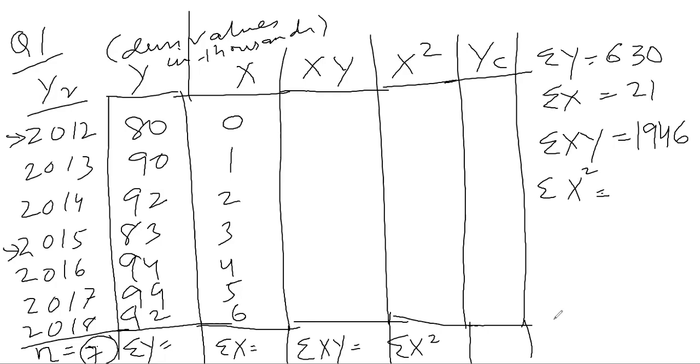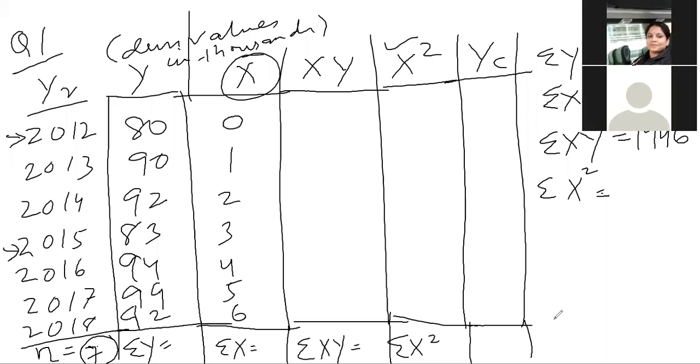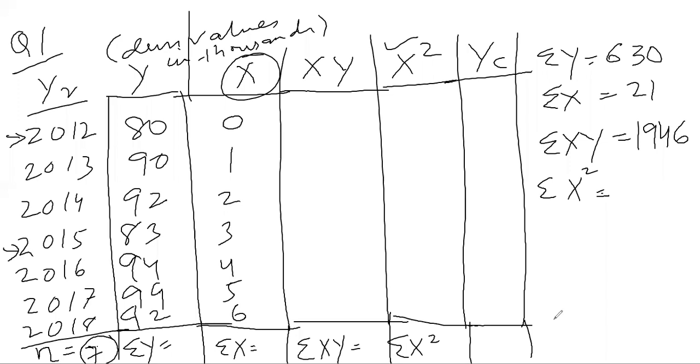X square. Just square the x values and then take the summation. Ma'am, summation X square is 91. Is 91. So you got all the values for those two equations, remember.